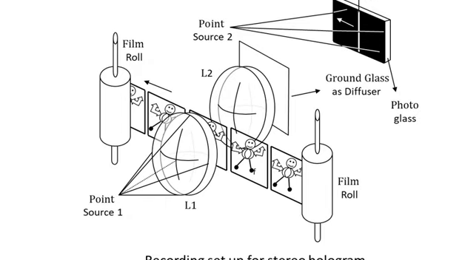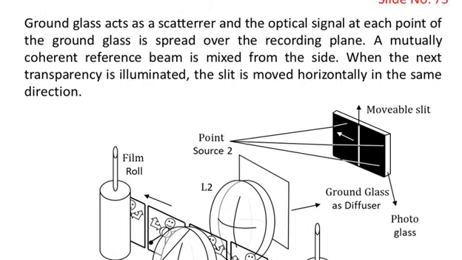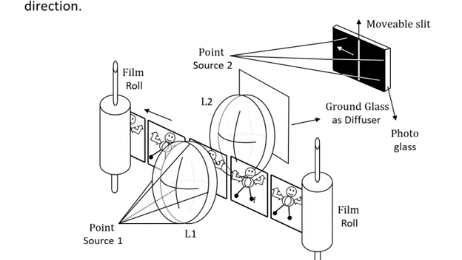And you know that for each movement of this object, that is, the transparencies at the object plane, only one object transparency is illuminated at a single time. So when the next transparency comes at the position of the object plane, this slit is also moved one step towards left or right, depending upon the direction of the object transparencies, which are moved using the film roll.